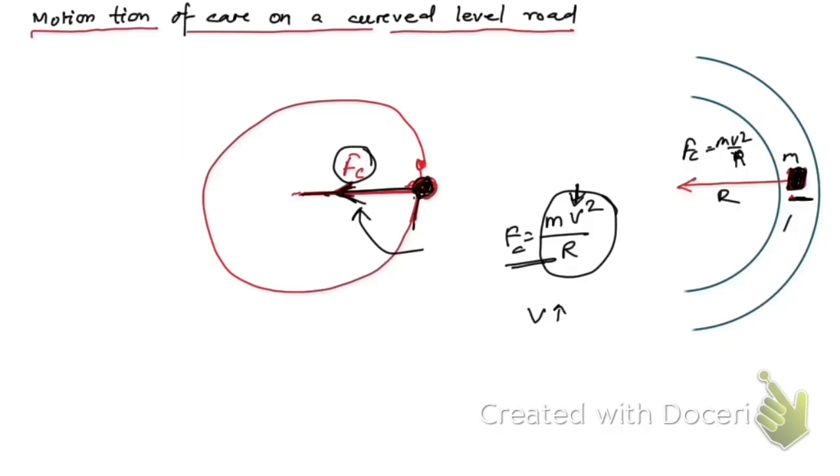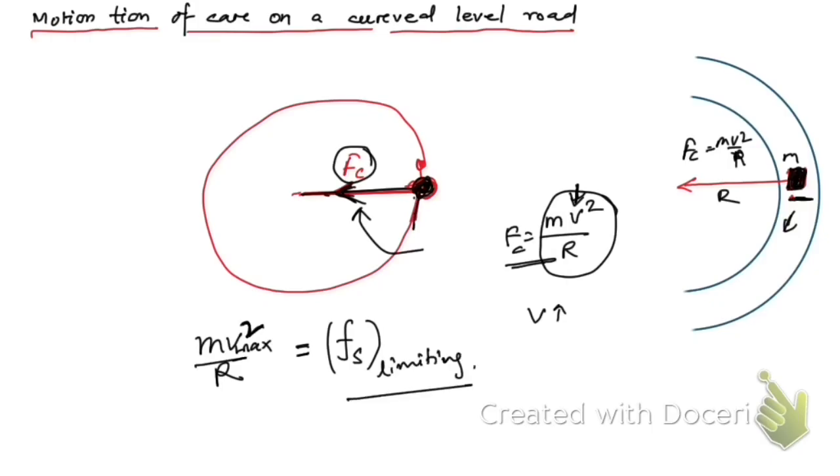So this centripetal force mv square by r, if v is the maximum speed up to which this car will stay on this road, then this must be equal to the maximum limit of this force, which is the limiting friction, sorry, not static friction, limiting friction. So that is written as Fs max. Okay, right?